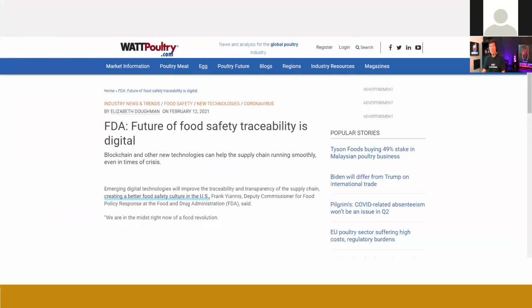The Food and Drug Administration in the US says that food safety traceability is all focused on digital. Food safety and being able to get the provenance of all the food items we consume is all moving to digital platforms. And these digital platforms need blockchain, artificial intelligence, big data, all these technologies work together. But blockchain is one of the core technologies that allows that to happen.